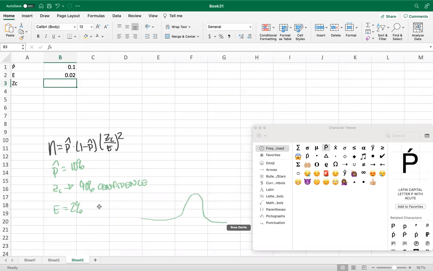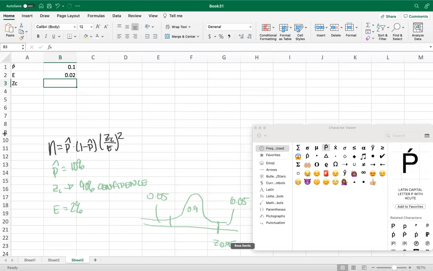So let's draw a picture illustrating that. 90% here in the middle, which means these two tails are sharing 10%, which means 5% for either side. So 0.05 here, 0.05 over here. So that means that this value over here is going to be Z sub 0.95.